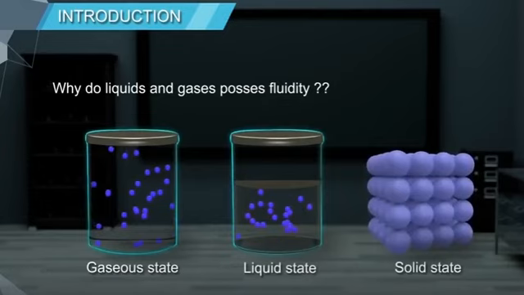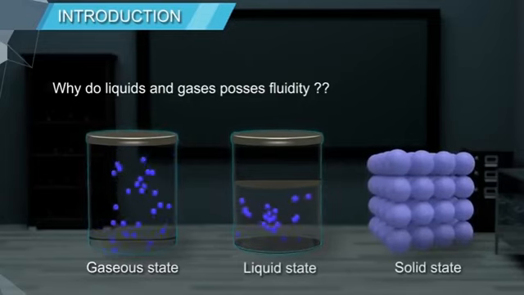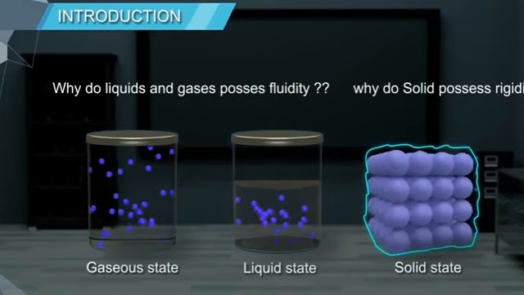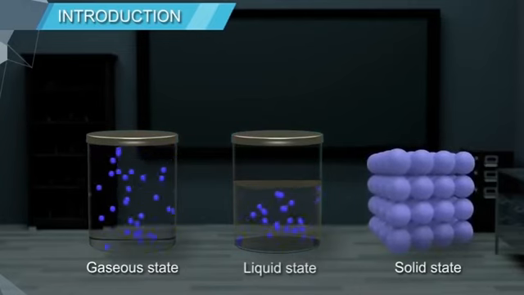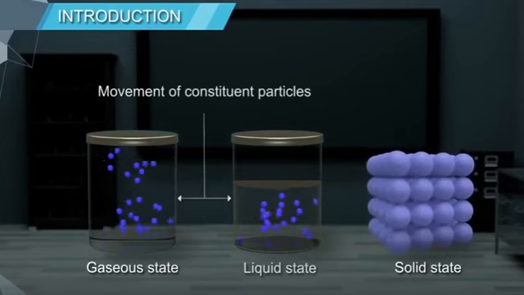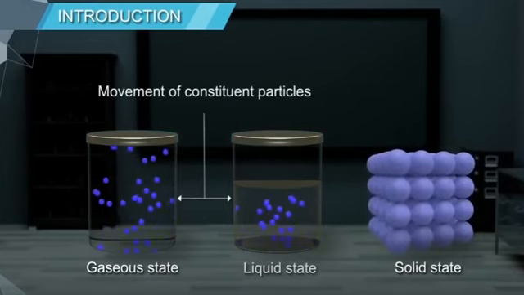If you look at these three diagrams, you see the gaseous particles, the liquid particles, and the solid particles, the packing arrangement in them, right? Why do solids possess rigidity? This is because of the movement of the constituent particles.